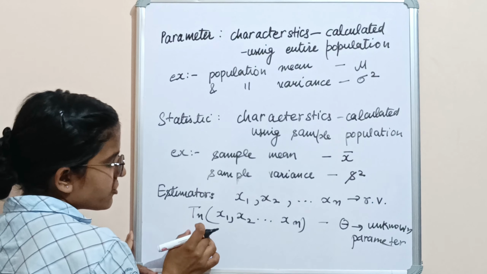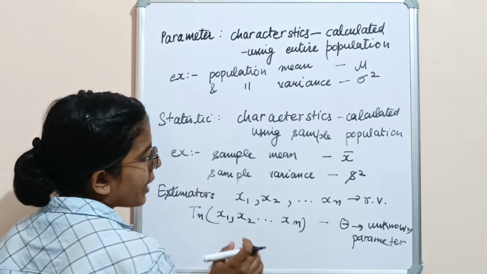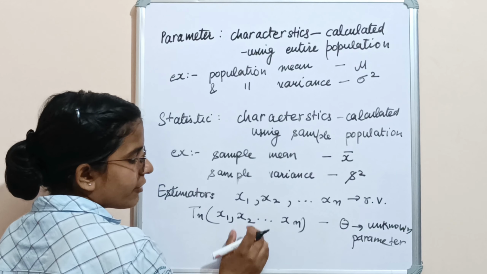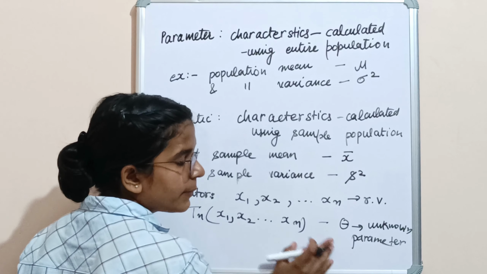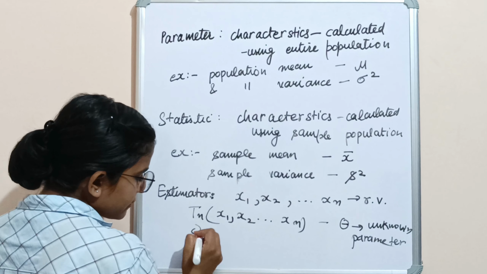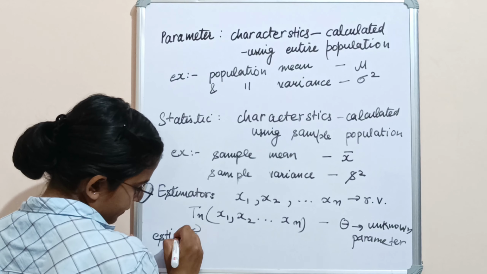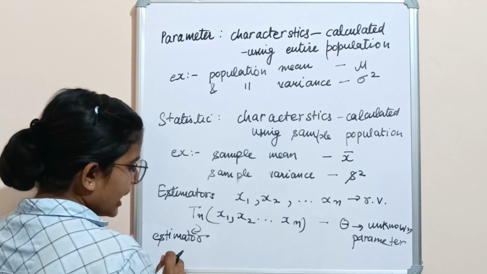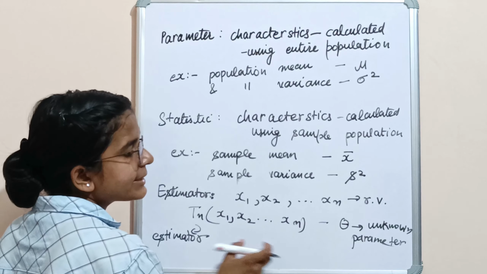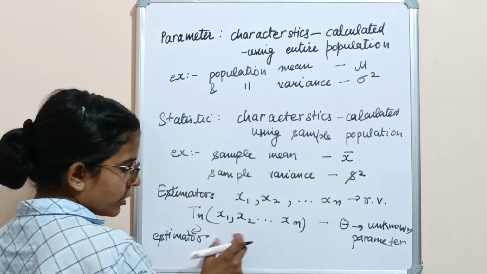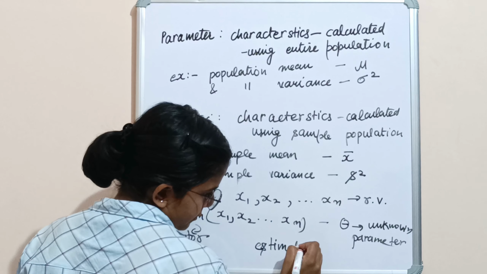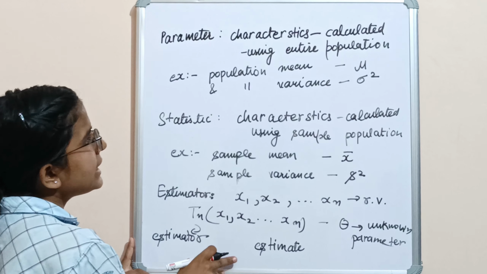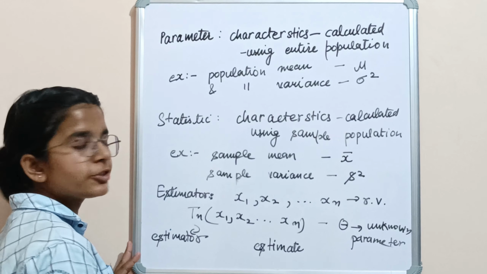then this function Tn of x1, x2 till xn, used to estimate the value of the unknown parameter theta, will be called an estimator. And the particular value that is estimated using this function or estimator will be called an estimate. So these were the terms that we should know before starting with estimators.